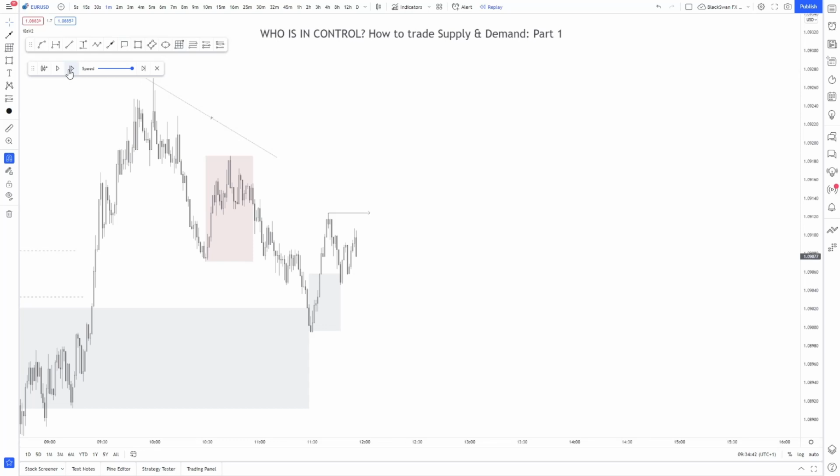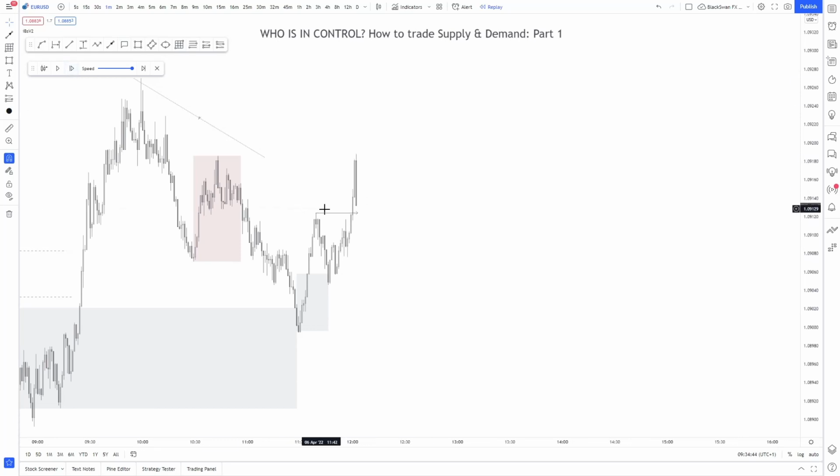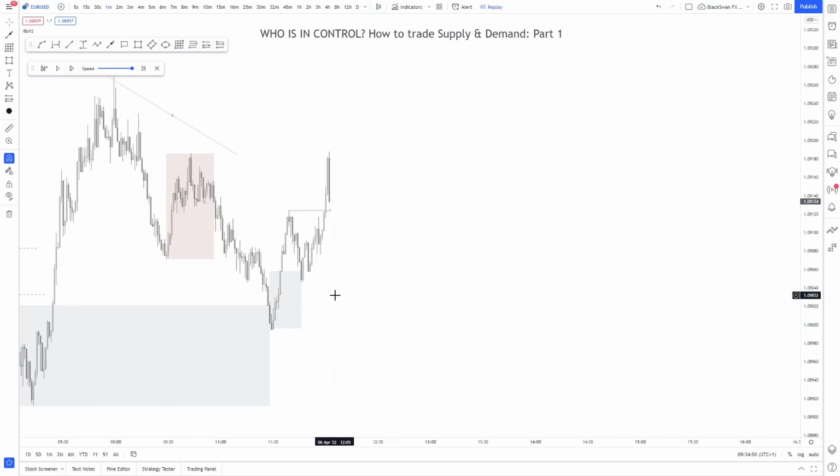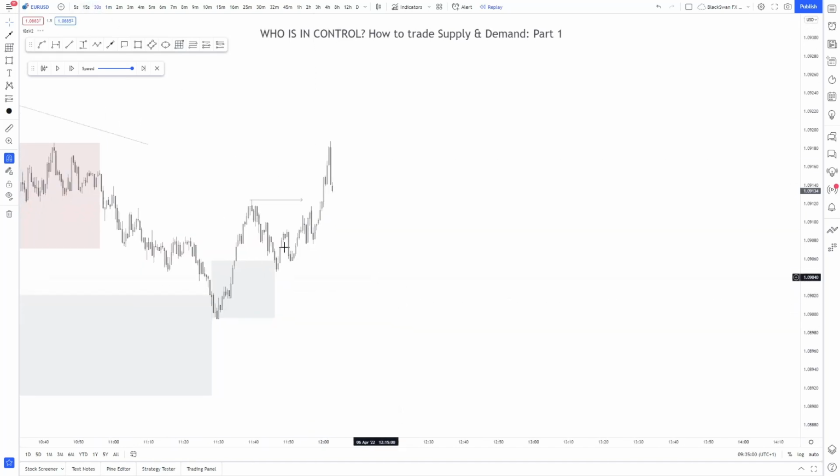And what do we see? We see supply fail. Fantastic. So right now, I'm looking for the move that failed. What made supply fail? Yeah. What is price likely to come mitigate? Where is the last few orders left in this market? And that will be in this zone here.